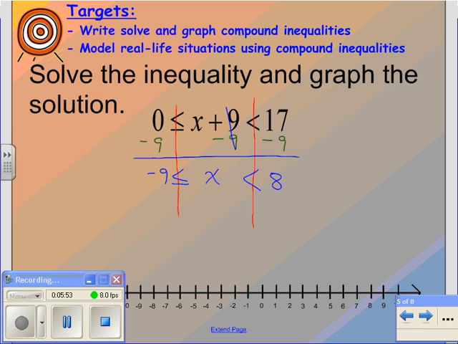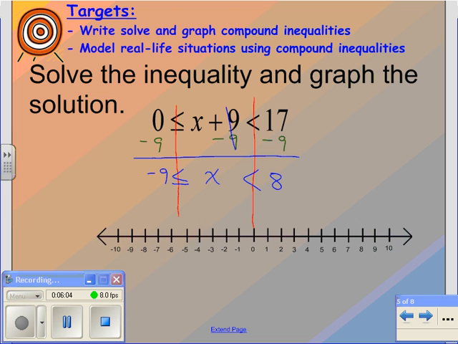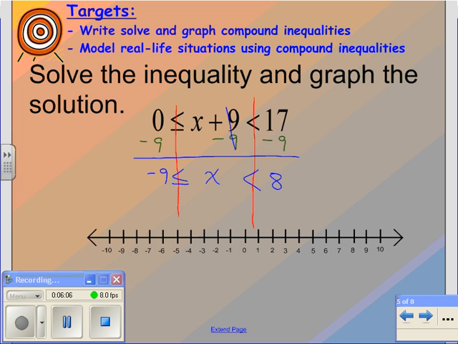So my inequality statement is going to be negative 9 is less than or equal to x, which is less than 8. I'm going to bring up my number line, and I want to graph that now. Start out with my endpoints. So over here, I'm going to graph negative 9, and I'm going to use a closed dot because of this symbol right here. So I'm going to use a closed dot for my endpoint over here. And then on the right-hand side, I'm going to use an open dot at 8.